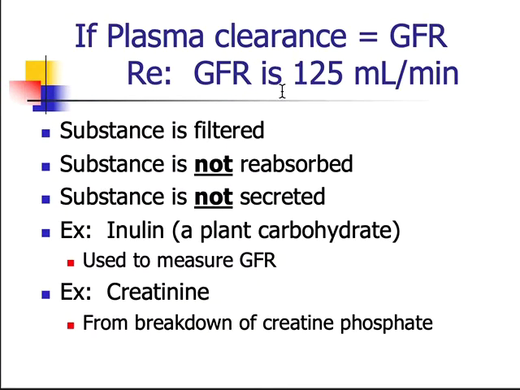So if your plasma clearance is equal to your GFR, if it's 125 mils per minute, that means the substance has been completely filtered out. The substance is not reabsorbed. The substance is not secreted, okay? An example, inulin. Don't mix this up with insulin, please. Inulin is a plant carbohydrate, and this is a good marker to measure GFR because we know that it should be completely filtered.